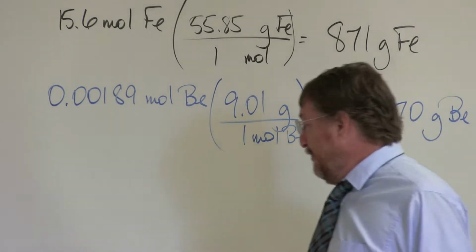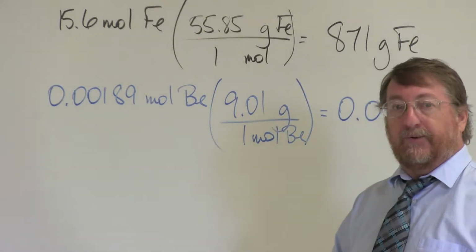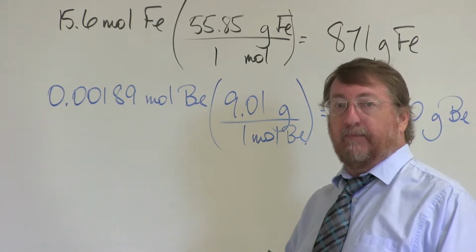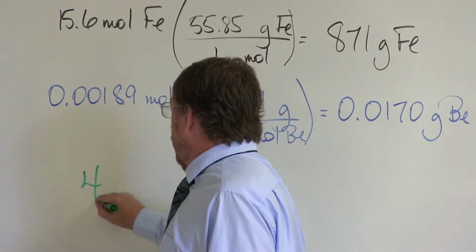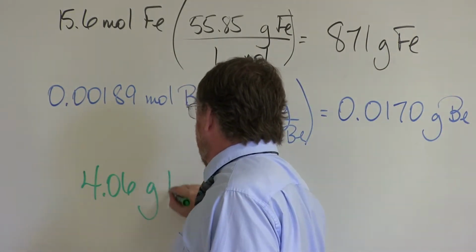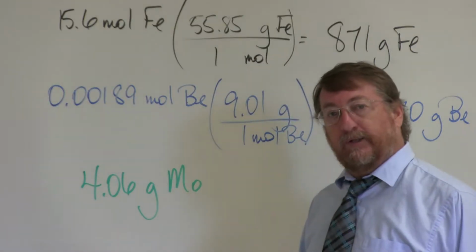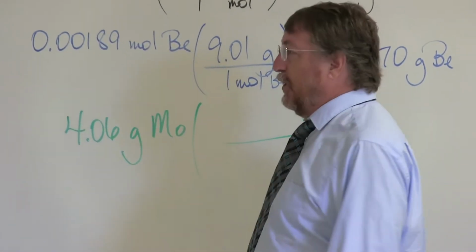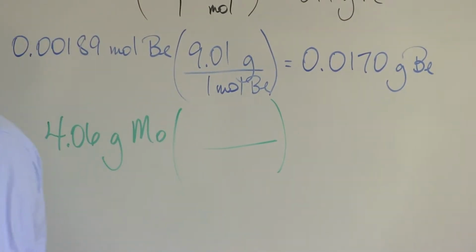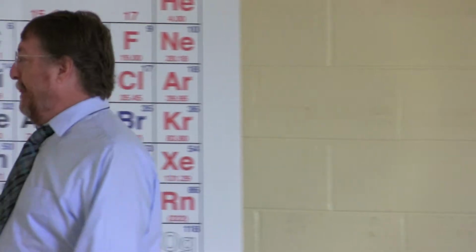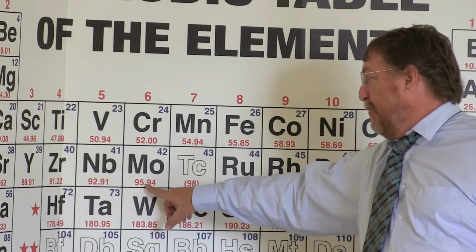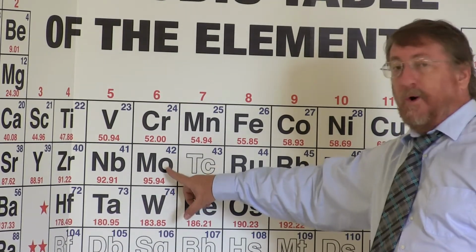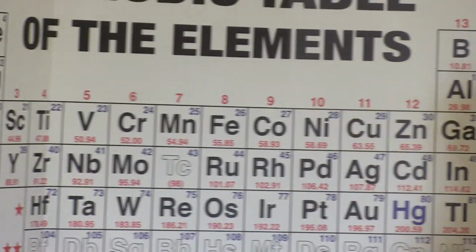Okay, what if I want to go the other way? I know the mass. I want to figure out how many moles there are. Well, we can do the same thing. We're going to use the periodic table to determine that. So our first problem here is going to be 4.06 grams of molybdenum. I go over to the periodic table, find Mo. Here's Mo, 95.94. That tells me that there's 95.94 grams of molybdenum per mole. Okay? So now let's go back and we'll use that number to figure out the number of moles here.